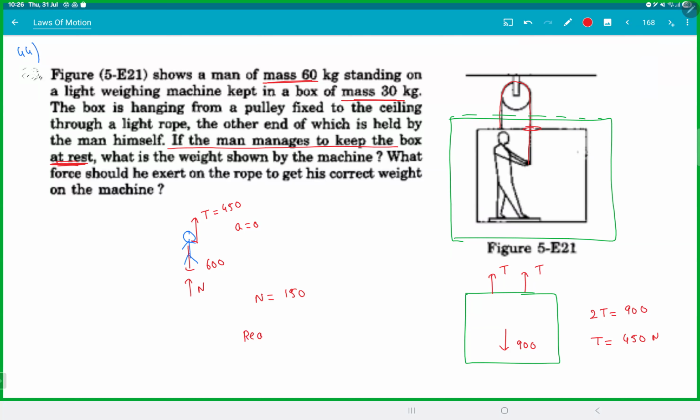Because you're catching the rope and pulling it, the rope is also pulling you up. So your weight actually decreases, at least that's what the weighing machine thinks. So the reading will be N by g. So the weighing machine will show 15 kgs.